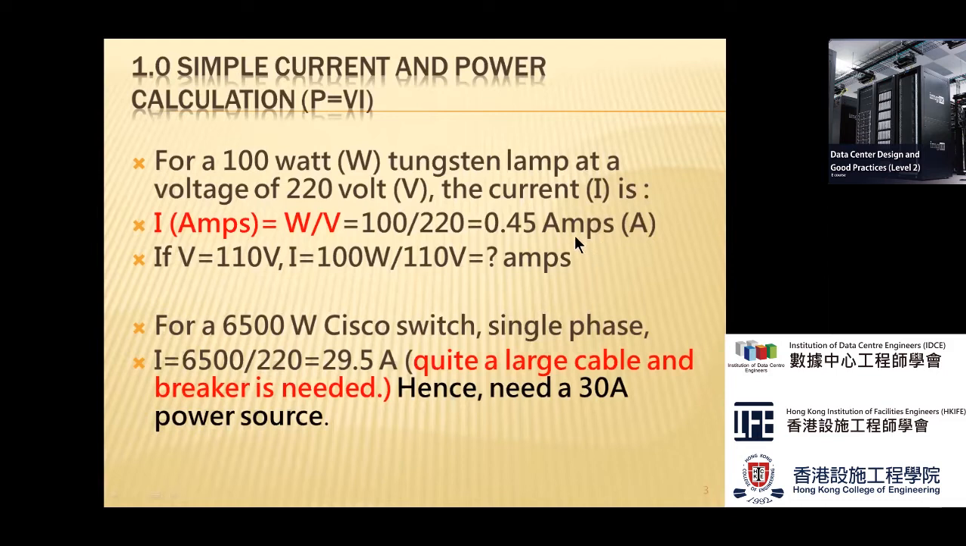By the same token, if we have a voltage V equal to 110 volts, then the current I becomes 100 watts divided by 110 volts, equal to how many? Something like 0.9 amp, I think, if you make the calculation here, or almost close to 1 amp. So in this case, you can see that if the voltage is reduced, the current is higher, isn't it?